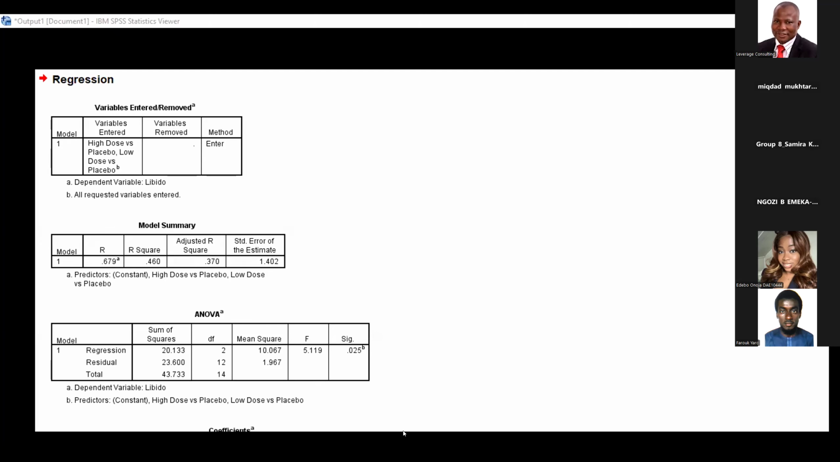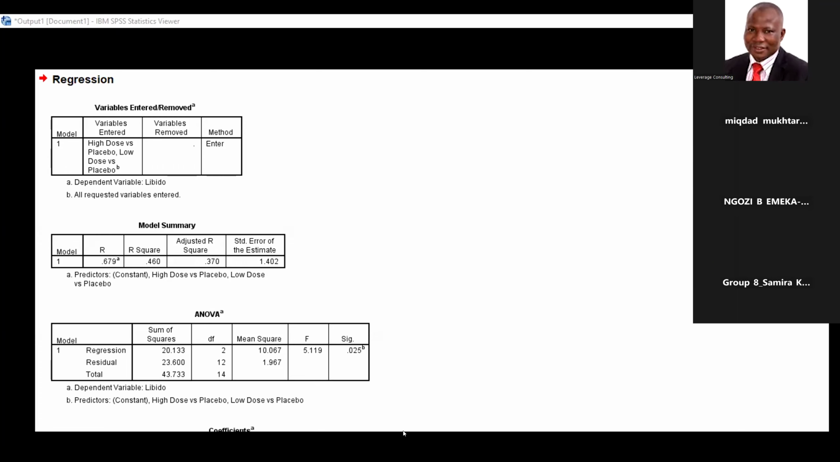Regression, linear. So I don't know if you are seeing. Can you see the result? Are you seeing it? Or should I share? Can you see? I'm asking a question, you unmute and answer me.